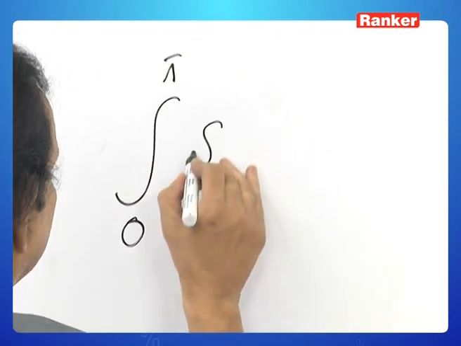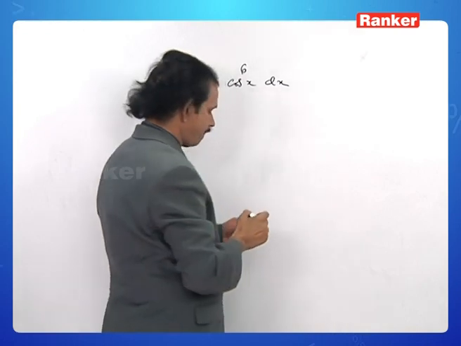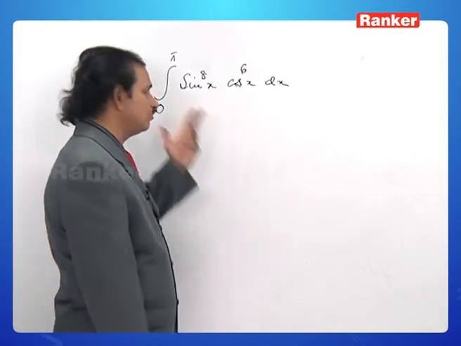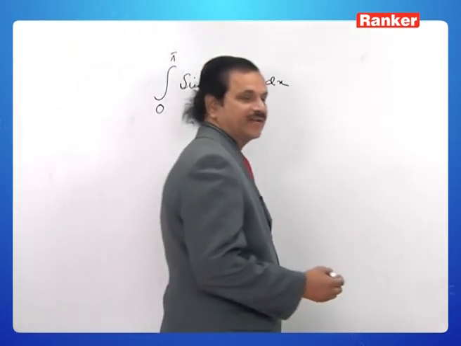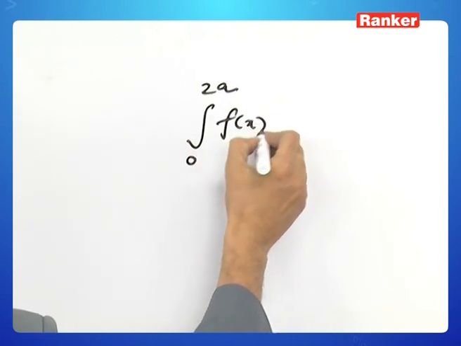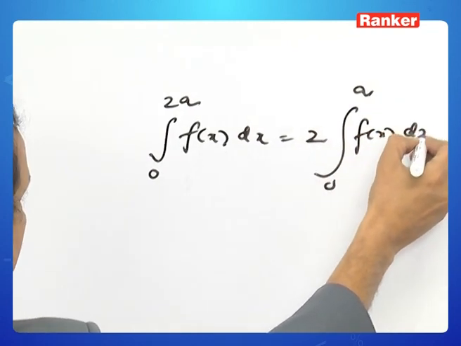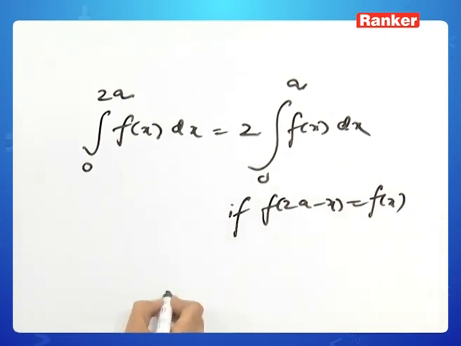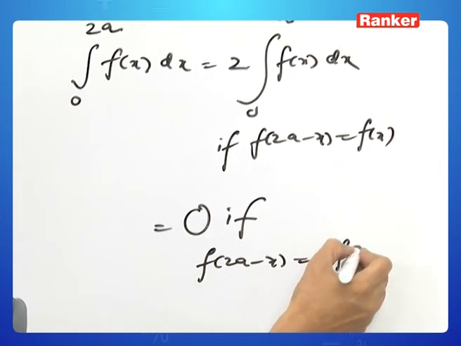Integral 0 to pi sine power 8x into cos power 6x. This is not in the standard form. The limits are not given as 0 to pi by 2. It has been given 0 to pi only. So we have to recollect the formula. What is that formula? Integral 0 to 2a f of x dx is equal to 2 into integral 0 to a f of x dx if f of 2a minus x is equal to f of x, is equal to 0 if f of 2a minus x is equal to minus f of x.